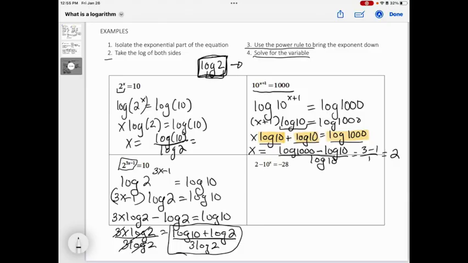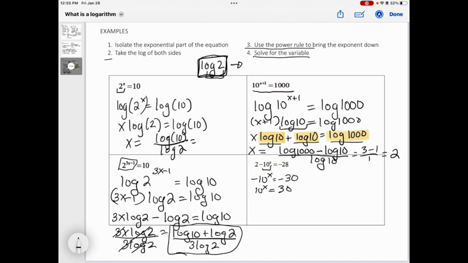Last one, I have a 2 minus 10 to the x. I want this 10 to the x to be completely by itself. So what I need to do is subtract 2 from both sides. So I get negative 28 minus 2, that gives me a negative 30. Then I can divide both sides by negative 1. And when I divide both sides by negative 1, it makes both sides positive. So I have 10 to the x is equal to 30.